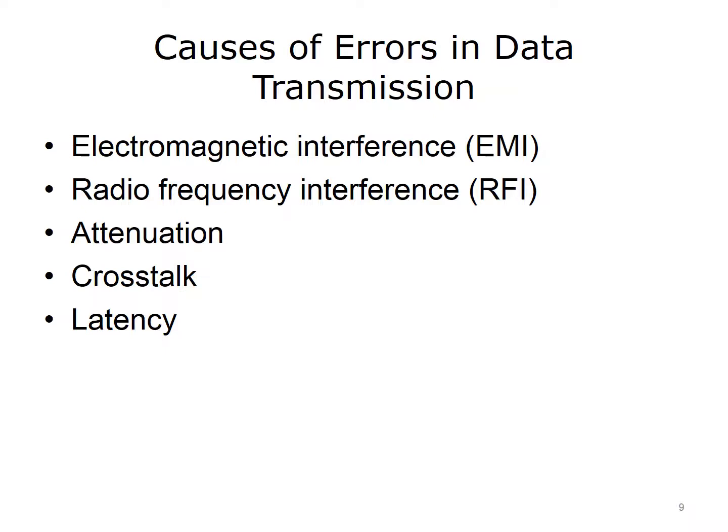Crosstalk is when signals from one wire interfere with signals on another wire. Both wires are part of the same cable. Alien crosstalk occurs when signals from adjacent cables interfere with another cable's transmission. An example of crosstalk would be when a cordless phone signal is picked up by a baby monitor.